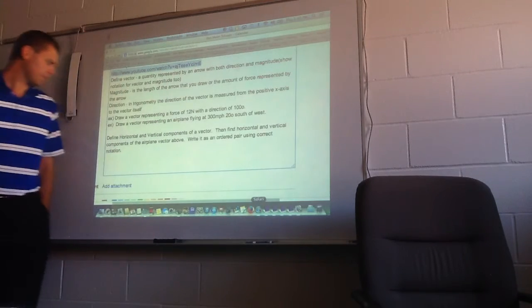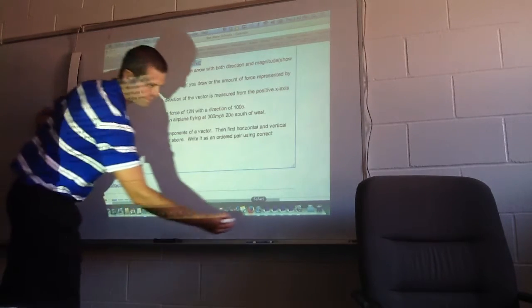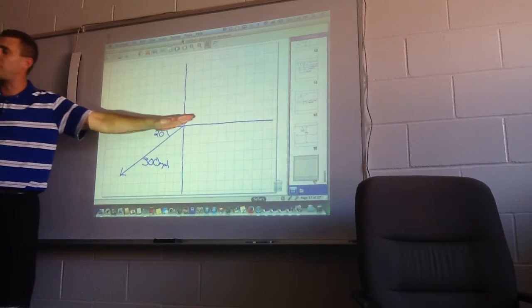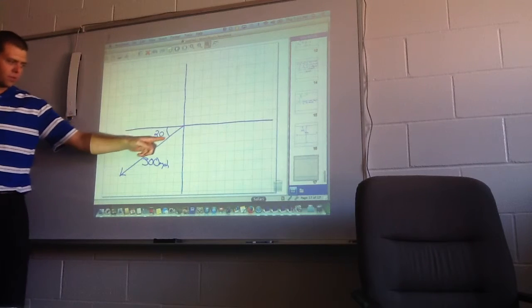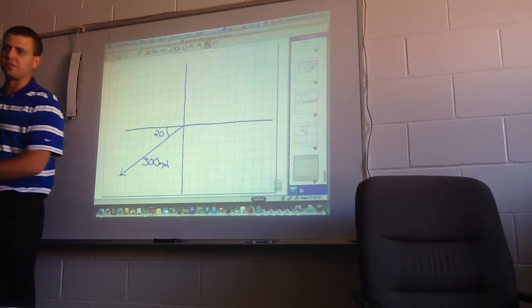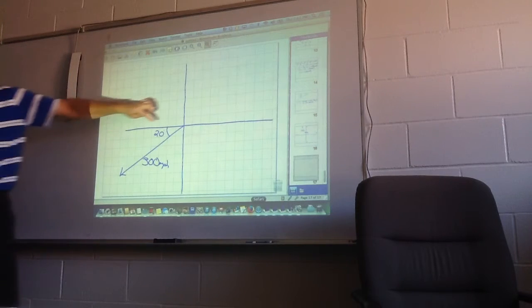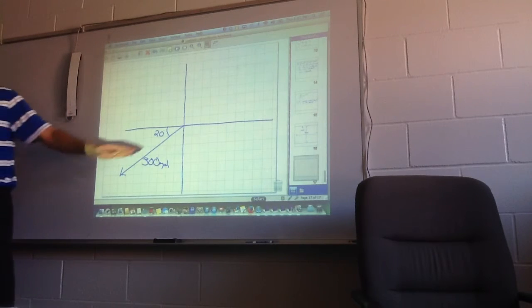Then it says define horizontal and vertical components of a vector, then find the horizontal and vertical components of the airplane vector above. Write it as an ordered pair using correct notation. So this is representing the path of an airplane, going 300 miles per hour, 20 degrees south of west.